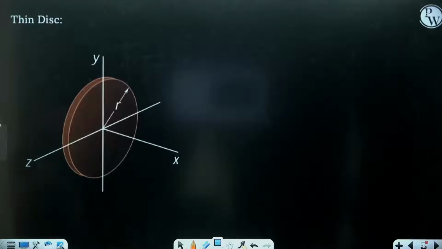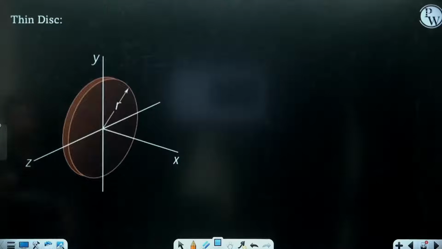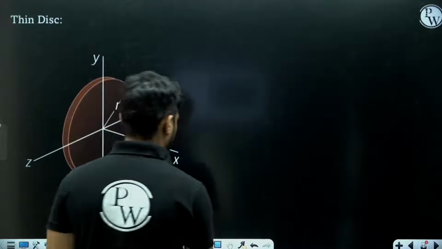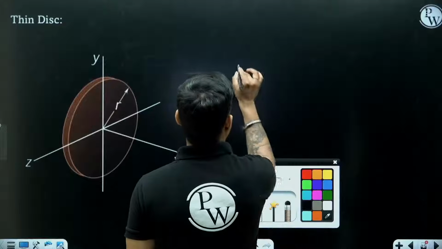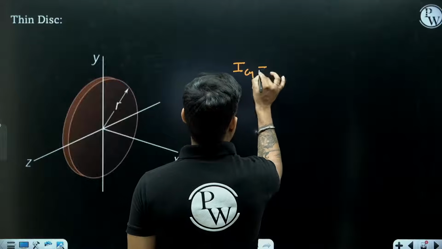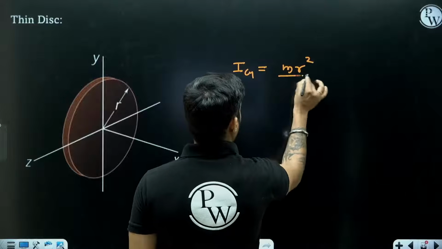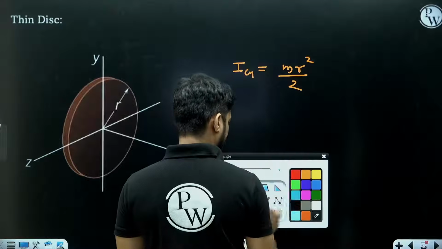Now, in case of a thin disc, a disc which is very thin, the mass moment of inertia about the center of gravity is given by mr square by 2.